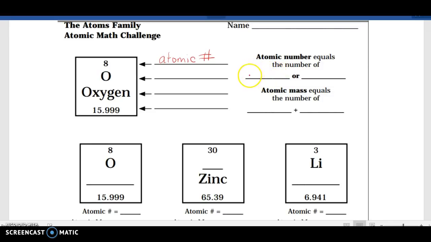All right, well, if you said the number of protons or neutrons, I'm sorry, I am wrong. Protons or electrons.